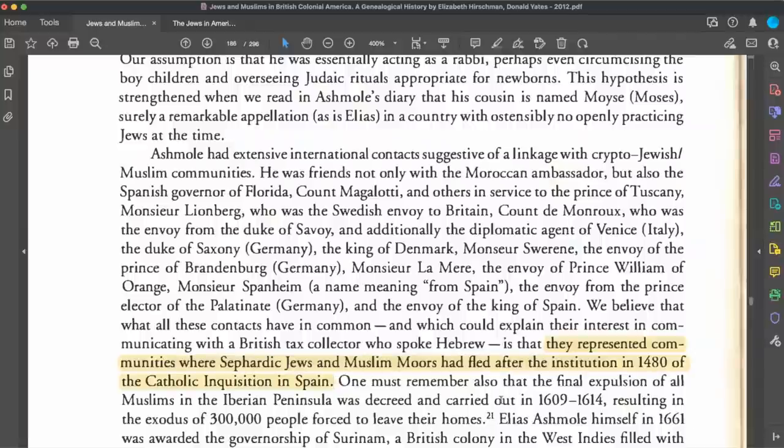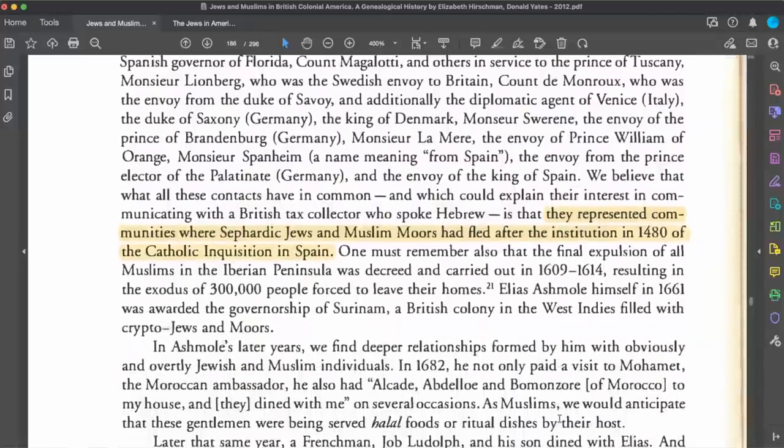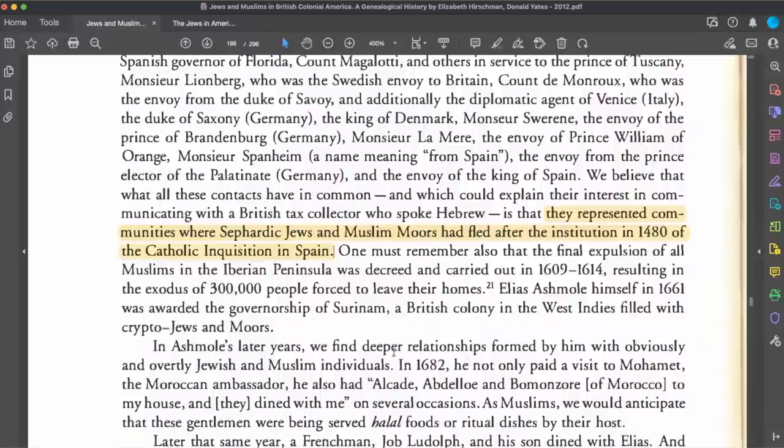One must remember also that the final expulsion of all Muslims in the Iberian Peninsula was decreed and carried out in 1609 to 1614, resulting in the exodus of 300,000 people forced to leave their homes. All right, where do you think they all went? Elias Ashmole himself in 1661 was awarded the governorship of Suriname, a British colony in the West Indies filled with crypto Jews and Moors.